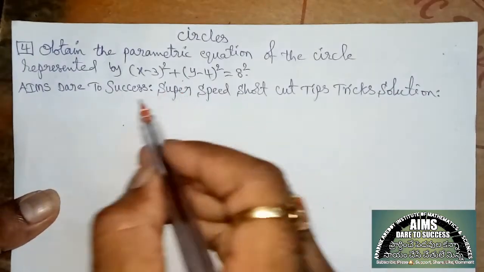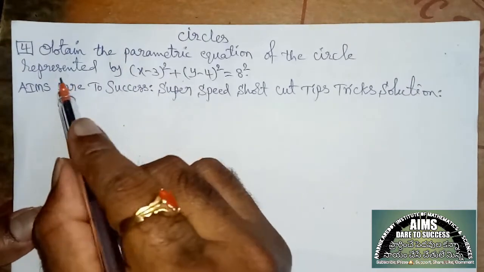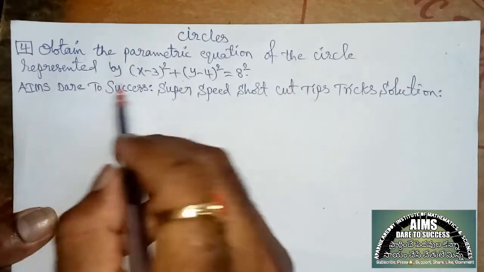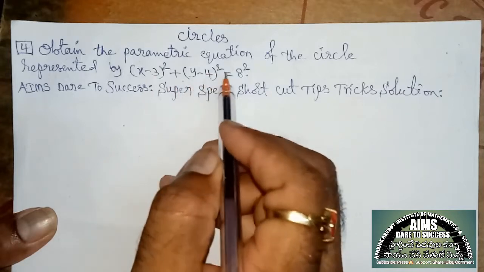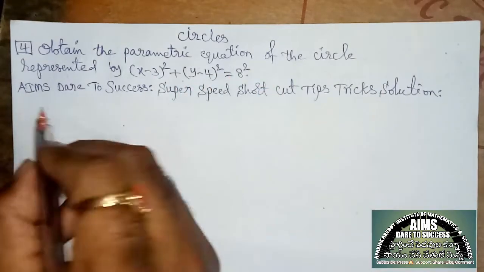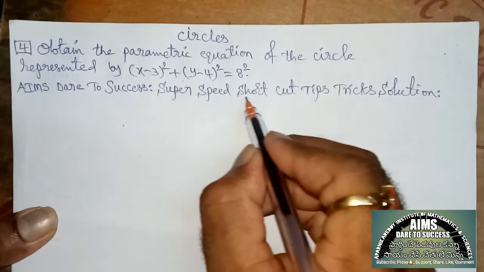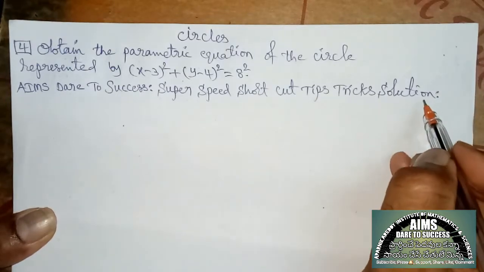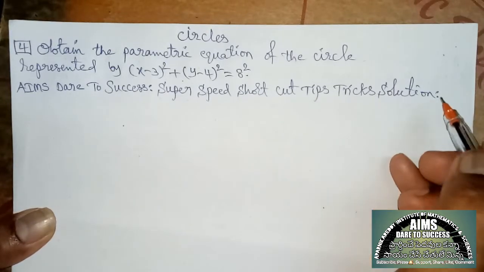Similar question, one more question, my dear friends and students. Obtain the parametric equation of the circle represented by (x minus 3) whole square plus (y minus 4) whole square is equal to 8 square. Super speed shortcut tips and tricks solution within 10 seconds only, especially made for you, my dear students and friends.